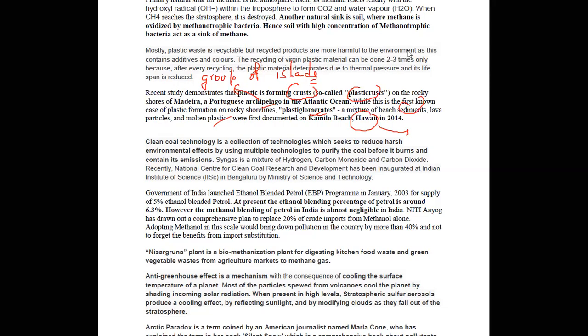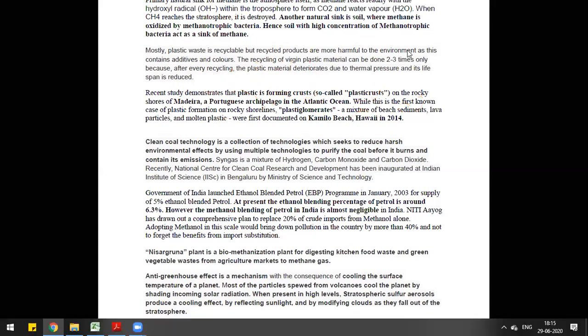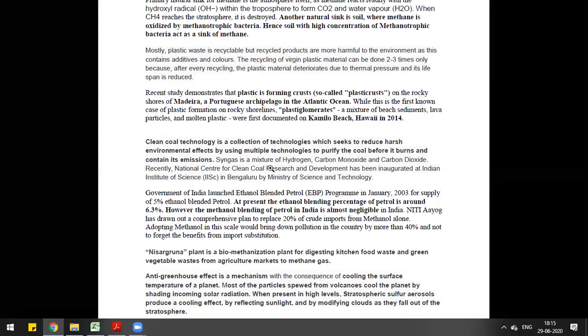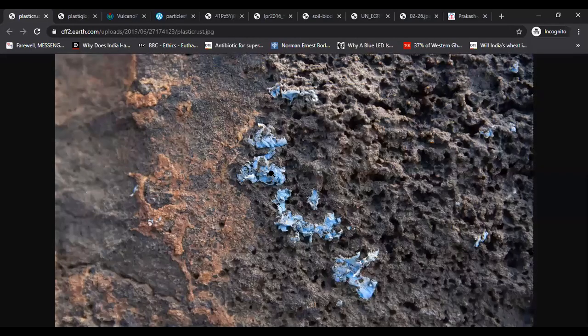Hope you can see it. So this particular figure, hope you can see it now. This one, this white surface, you can see this one. This is your plastic crust. This whole thing. Why? Because this is the plastic which has been formed on the crust. This one, this particular surface. Hope you can see. So this is plastic crust.